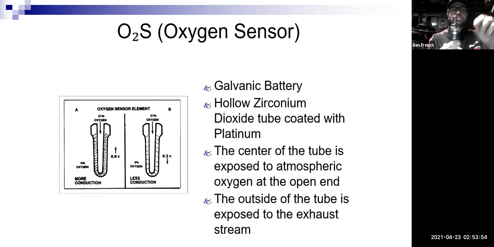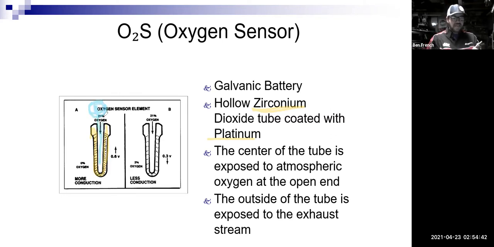But if I were to take off this little metal shell here and look inside that metal shell, and if I orient it just like that, what's inside there is this little ceramic element right here. Okay. That's coated with platinum, and they call it a hollow zirconium element. Coated with platinum. The center of the tube is exposed to oxygen. So it doesn't look like it, but air is allowed to go in the inside.